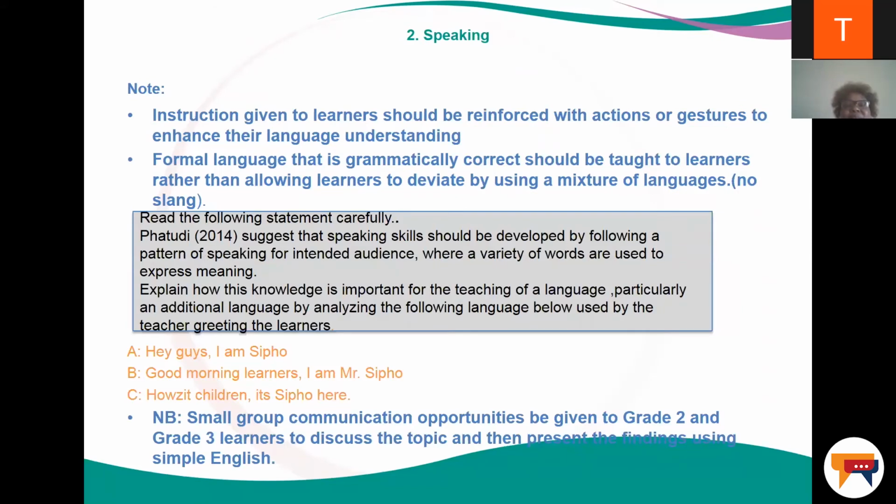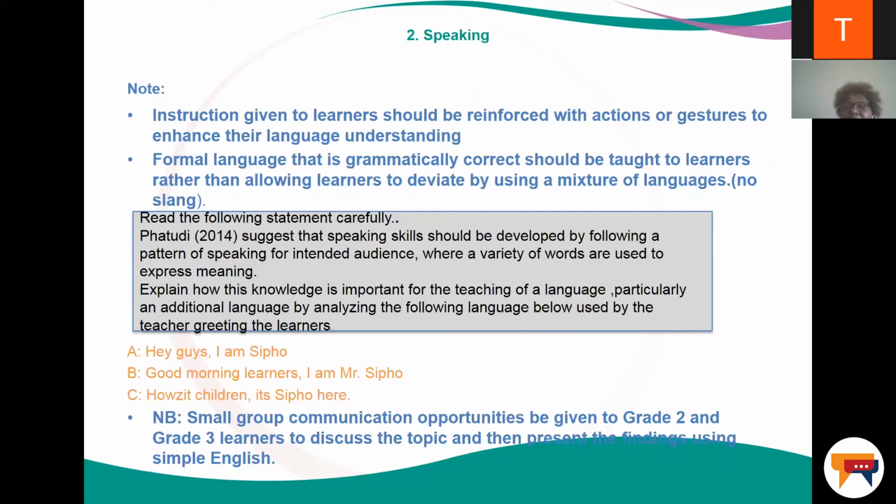Speaking. Instruction given to learners should be reinforced with actions, gestures, to enhance their language understanding. Remember, some of them, the language is first time. So close the door. They don't understand. You will do with action. I'm closing the door. Close the door. Formal language that is grammatically correct should be taught to learners rather than allowing them to deviate by using a mixture of languages.